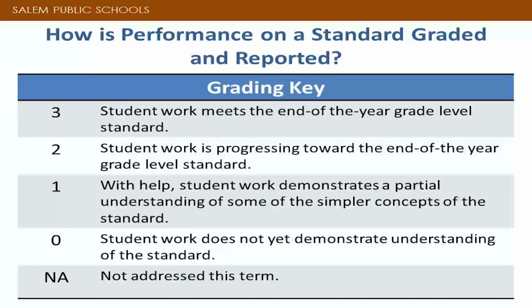A score of 1 means that a student needs significant assistance from the teacher to demonstrate their understanding of content or skills, and a 0 means that a student is not yet able to show what they know and is struggling to master the identified skill. An NA, or not applicable, means that the listed standard has not yet been taught. It is on the report card because it is a standard that will be addressed later in the year.